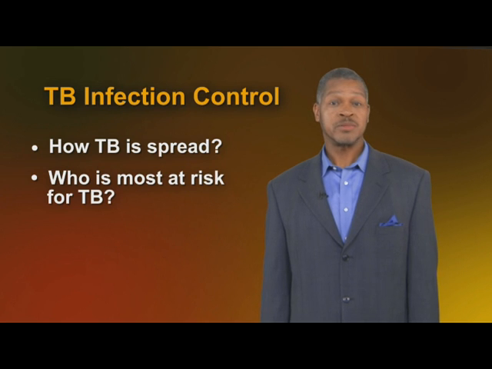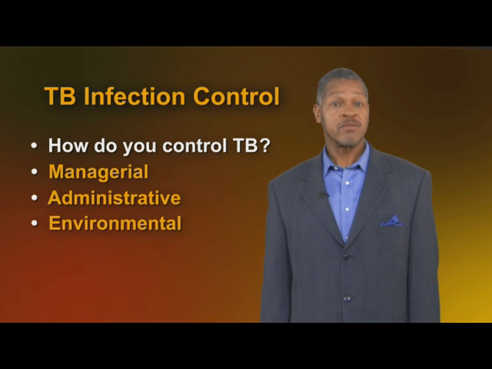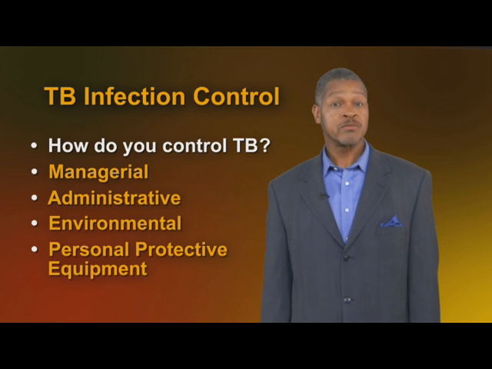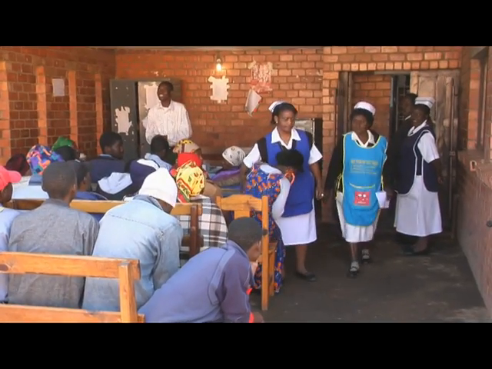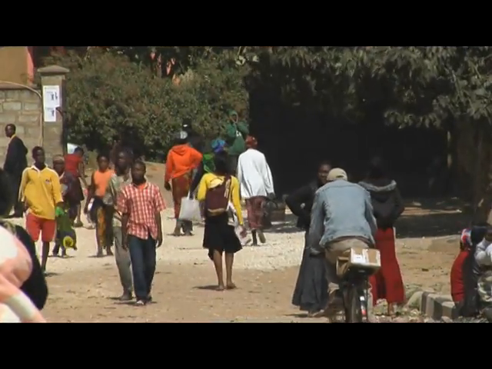In summary, we've covered the basics of TB infection control, including how TB is spread, who is at most risk for TB, and the managerial, administrative, environmental, and personal protective equipment measures that can be used to control TB. You personally are very important in preventing TB transmission from one patient to another, from a patient to a visitor in your clinic, and to yourself and your family.